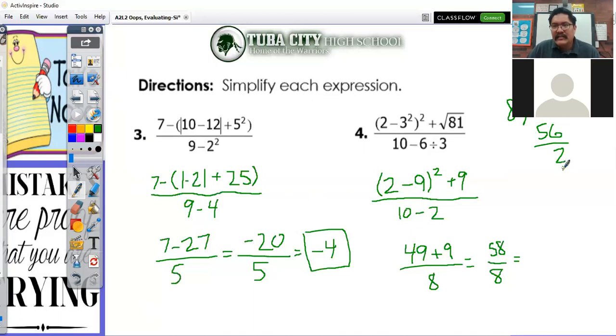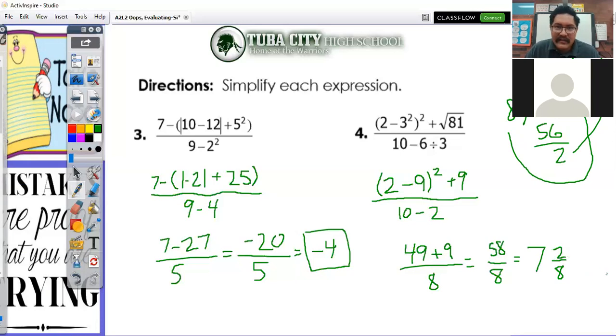So I'm going to turn this into a mixed number. I can divide 8 into 58 seven times, but it doesn't fit nicely. It doesn't have a nice fit. We're going to have some remainder, a little bit of leftover. And the remainder becomes the top number, and your bottom number is your original bottom number. So the bottom number stays bottom.